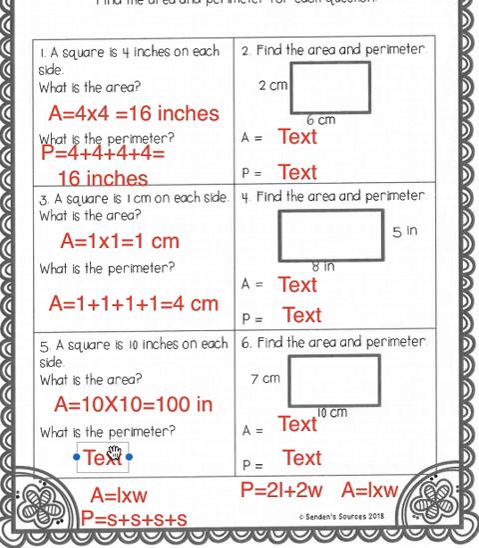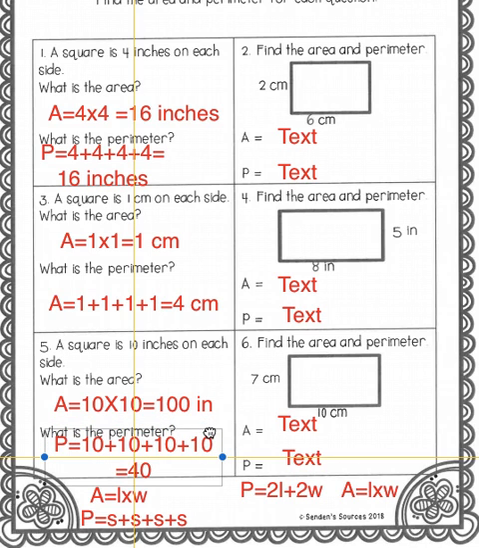And then perimeter equals 10 plus 10 plus 10 plus 10, which equals 10, 20, 30, 40. Let's try to scoot that. 40, and we're talking about inches again, so we'll put i in.